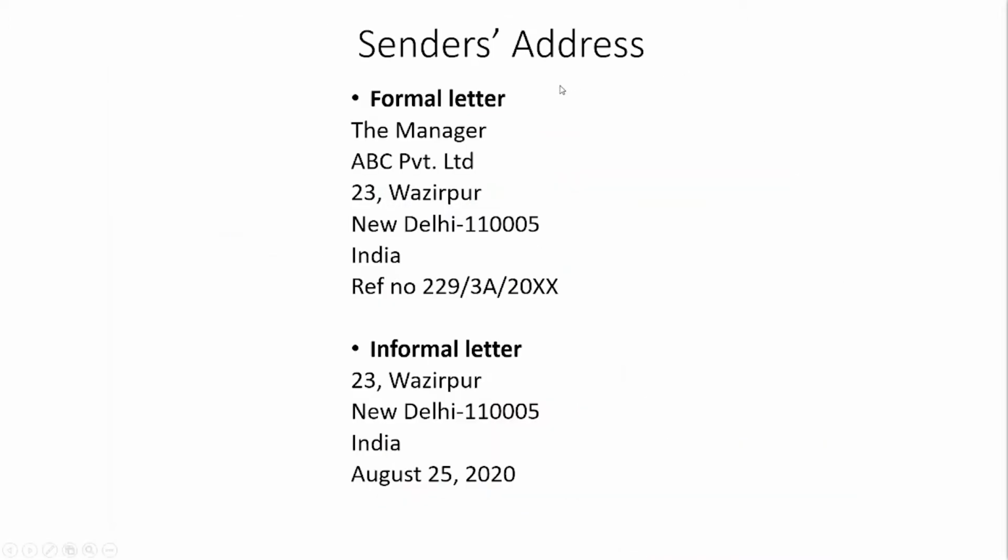So look at the rule of the sender's address. If you want to write a formal letter, you have to write like this: the Manager, ABC Private Limited, 23, Wajirpur, New Delhi, India. And then you have to think about how to write an informal letter, like 23 Wajirpur, New Delhi, India. That means the first is a formal letter, and the second is the sender's address of an informal letter.